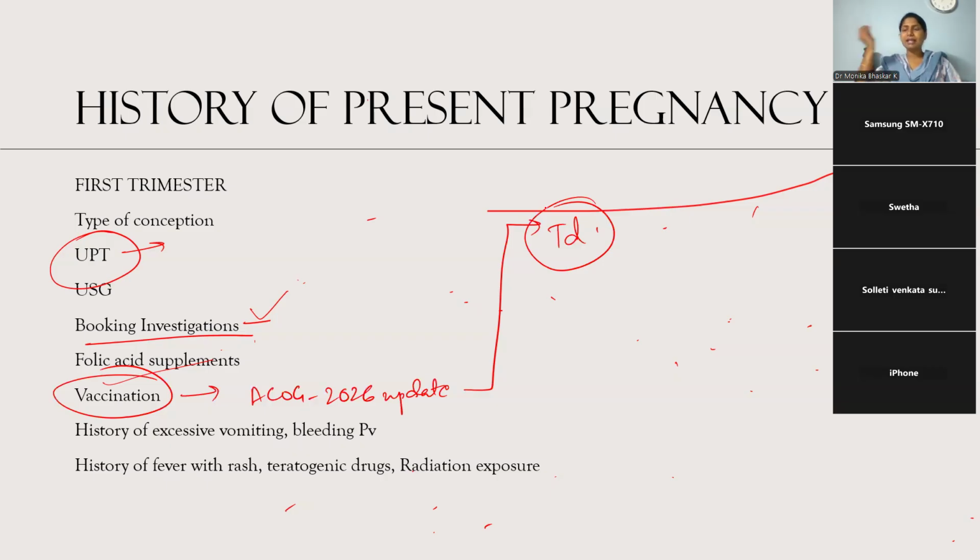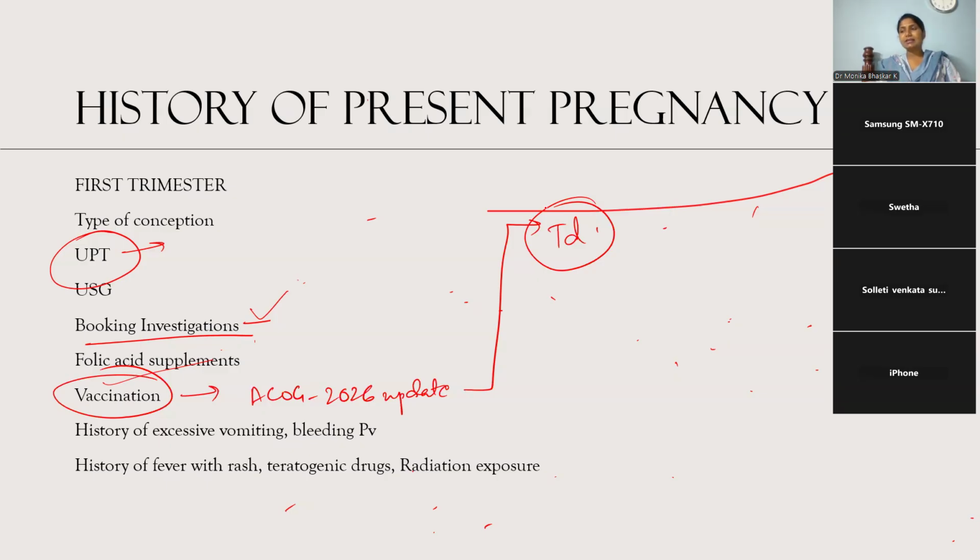So before it was TT and now we have moved to TD. So what is the importance of vaccination during pregnancy? It causes active immunization of the mother, and the formation of antibodies leads to passive immunization of the fetus. So how many doses of TD are recommended during pregnancy? Two doses are recommended.